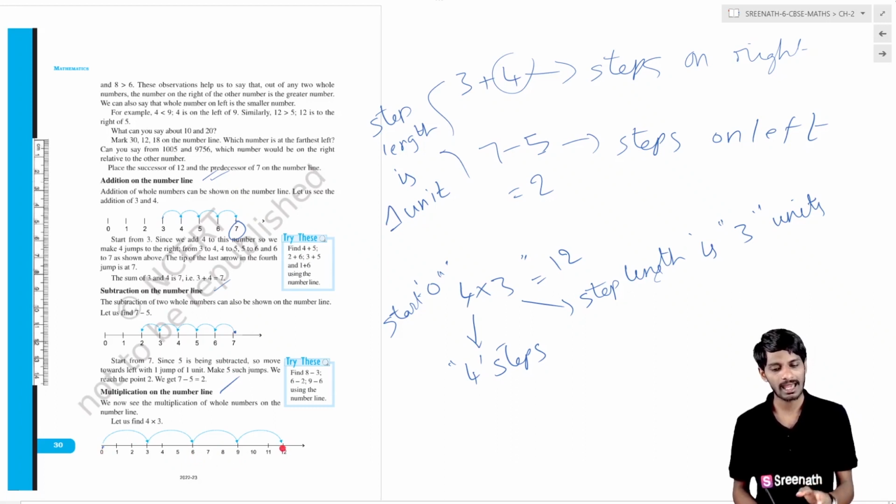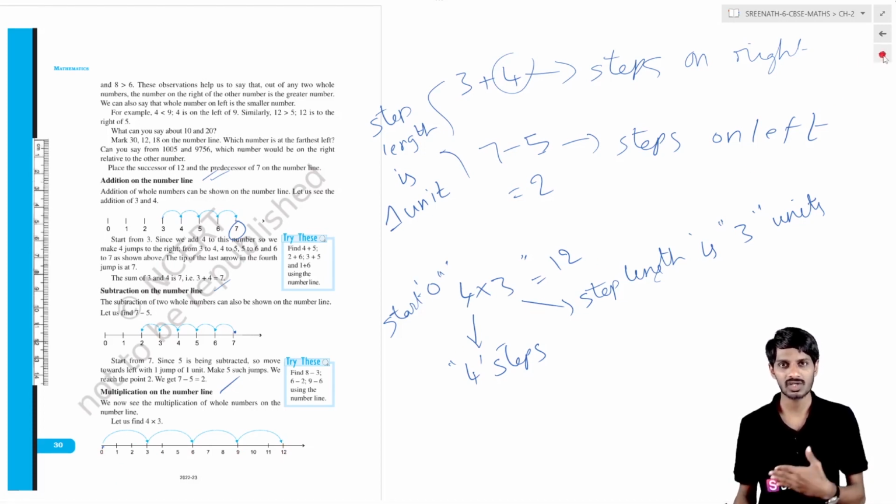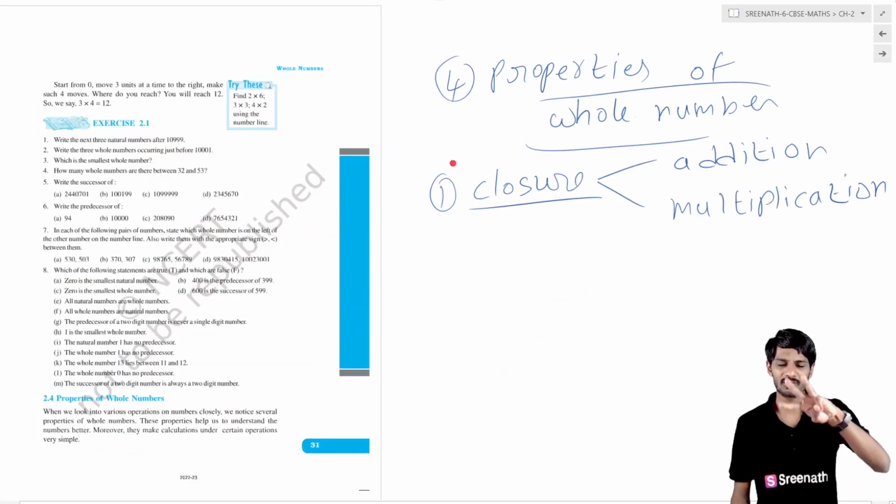So finally, where your landing position is, that number is the answer. In this way, you will do multiplications on the number line. That's it, students. The third topic is completed. Now the fourth topic, properties of whole numbers.